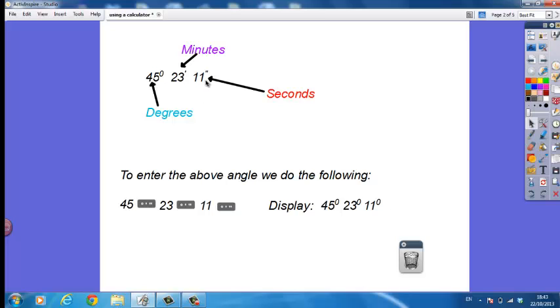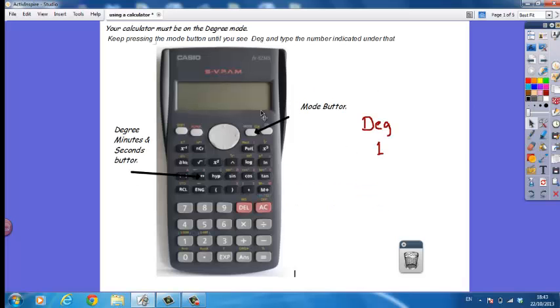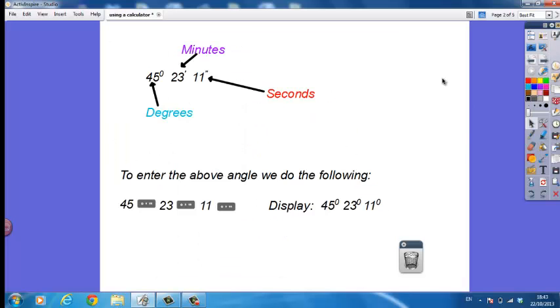To enter this in my calculator, I'll go 45, press my DMS button, so that's the button over there, and press the second number, which represents the minutes, and then what represents the seconds, and the DMS button again. Your display should look something like this. So the calculator knows the first input is degrees, the second one's minutes, and the third one's seconds.